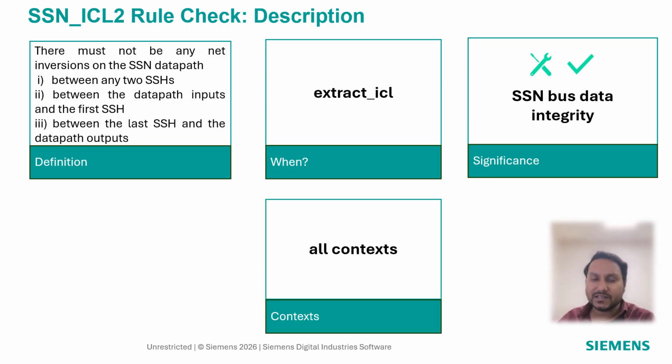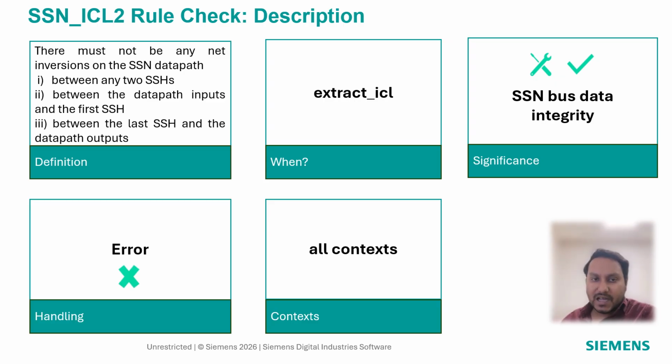SSN_EQ DRC can occur in all contexts supported by the Tessent platform. The default handling of this DRC is an error and its severity cannot be downgraded.